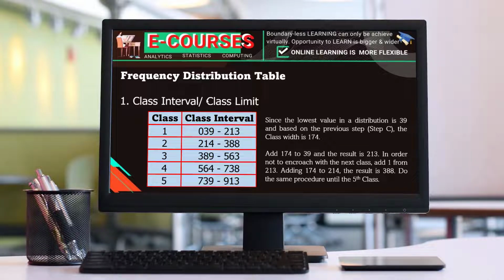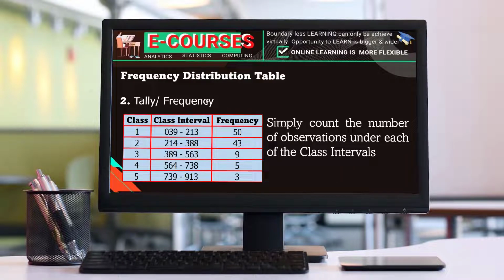And then 388 plus 1 is 389. 389 plus 174 would be 563. 563 plus 1 is 564. And then 564 plus 174, we will be getting 738. And 739 plus 174, we will be getting 913. Alright, so remember, the class width is 174.